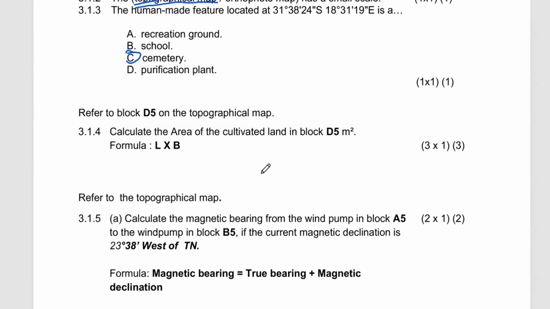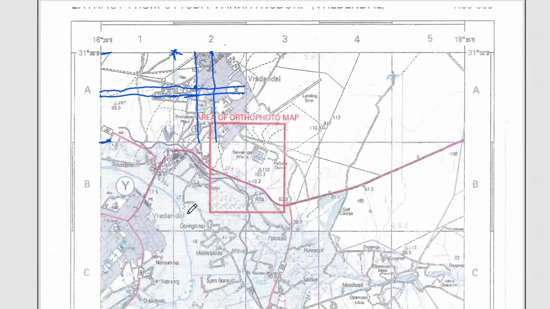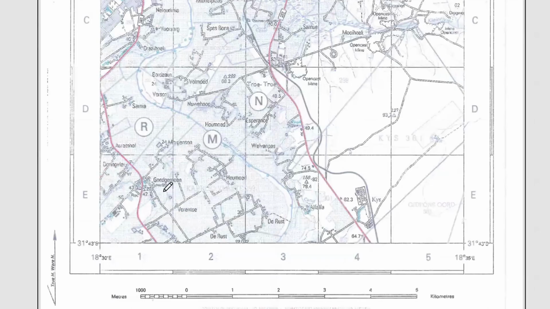Calculate the area of the cultivated land in block D5 in square meters. Right, we go to our map, we want to calculate the area in block D5 of the cultivated land at number 5. We want this feature here, the cultivated land. This marks our length of the area, and this marks our width of the area. This is a polygon or an area feature. So we want to determine the area of that.